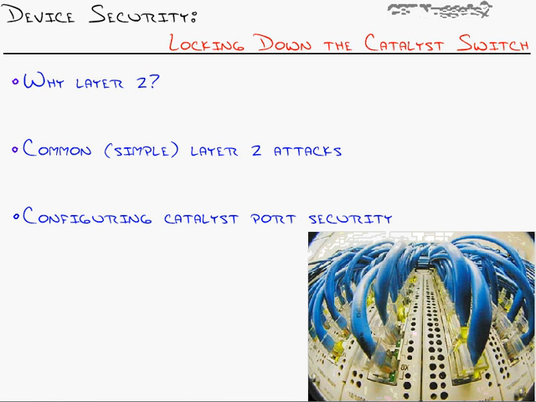We'll then talk about some common or simple layer two attacks. We're going to expand on this a little bit more later as we get into some of the more complex attacks, and this is going to be in future videos, that we can defend against. And then finally, we'll configure the Catalyst port security. This is the built-in features that every Catalyst switch comes with that most people forget about.